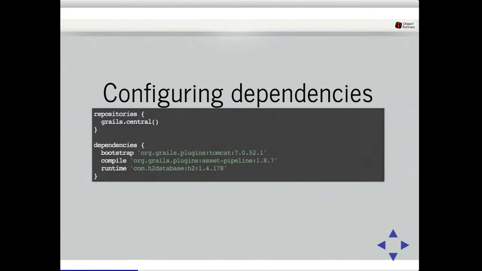A couple of the nice features inside of the repositories block: you can do Grails.central, and that will wire up a Maven repository that points to the Grails central repository. That's where all Grails plugins live. So if you try to apply a Grails plugin without doing Grails.central in your repositories block, it won't resolve, because those things don't exist in Maven Central or JCenter or anything like that.